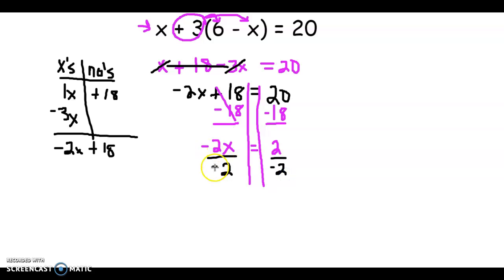Remember, a negative divided by a negative is a positive, and 2 divided by 2 is 1, so it's a fancy form of 1x, which is what I want. 1x all by itself. A positive divided by a negative is a negative, and 2 divided by 2 is 1, so I have a value of x equals negative 1 as my final answer.